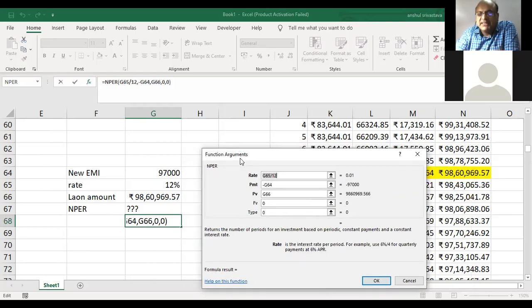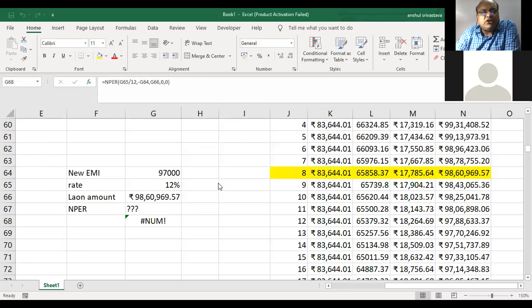Let me give you another hint. We are not getting an answer because the answer is not possible. This is an impossible calculation. See this. Rate is 12%.